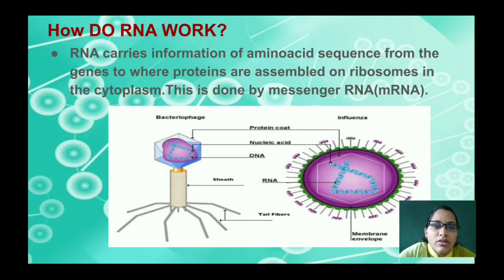You can see the structure here. It is a general structure of a bacteriophage. A bacteriophage is a virus that infects a host. It has a head-like structure, which is protein coated, and inside the head there is a nucleic acid, in this case DNA. In the influenza virus, you can see that there is RNA instead of DNA. That is the difference here, along with the membrane envelope.